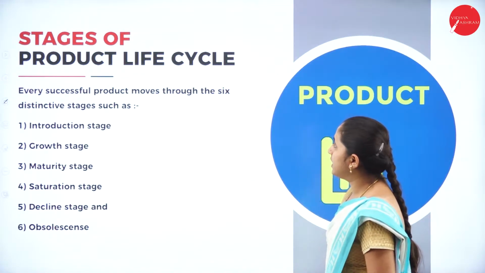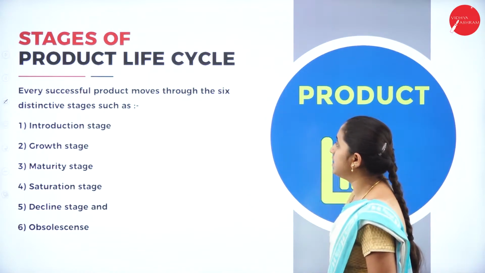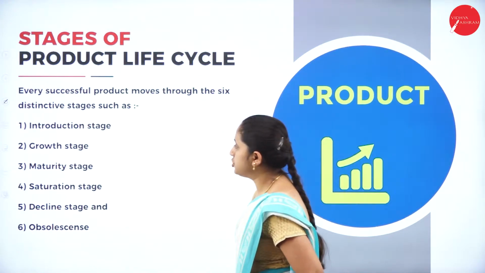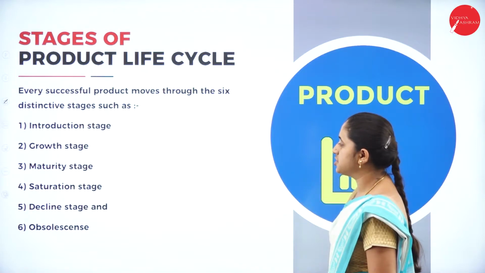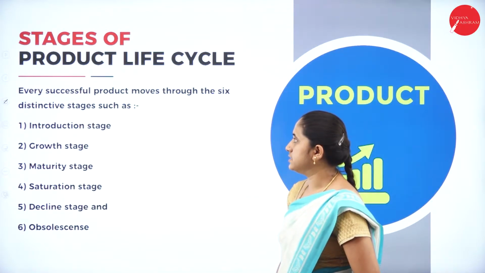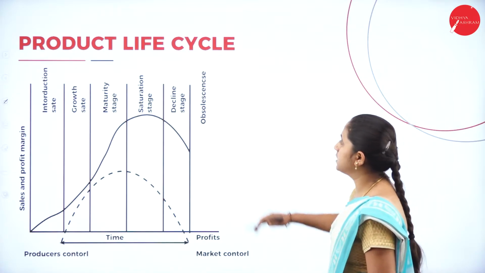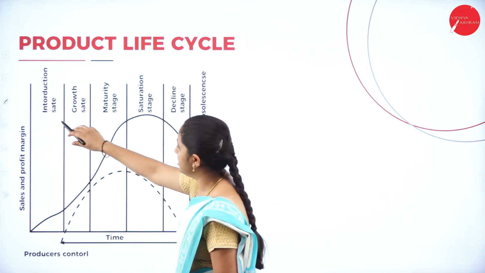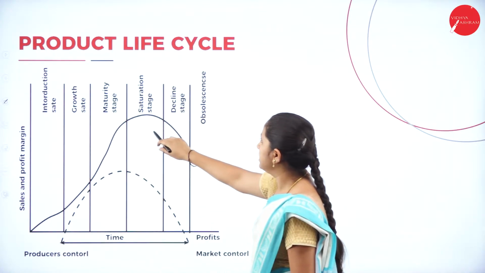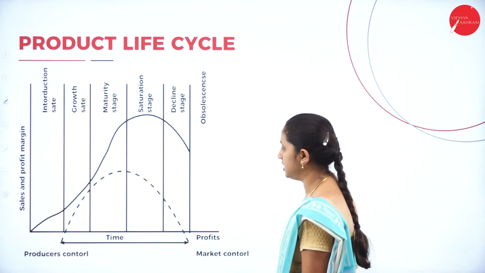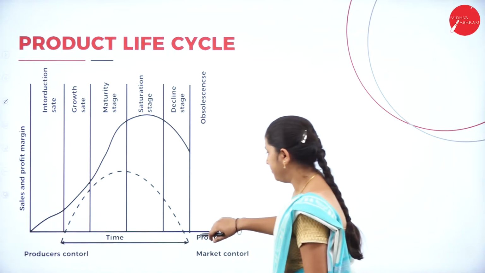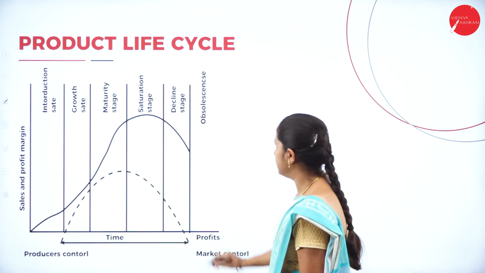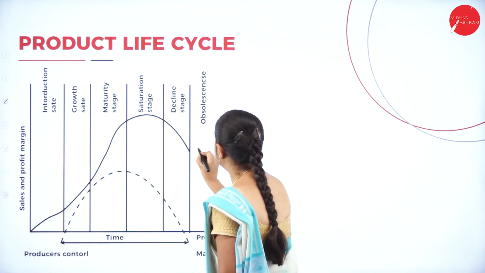The stages of product life cycle. Every successful product moves through six distinctive stages: introduction stage, growth stage, maturity stage, saturation stage, decline stage and obsolescence. These stages can be expressed through a diagram. This is the first stage, introduction, then growth, maturity, saturation, decline and obsolescence. Here we have time, then profit margin and sales. It shows the sales.